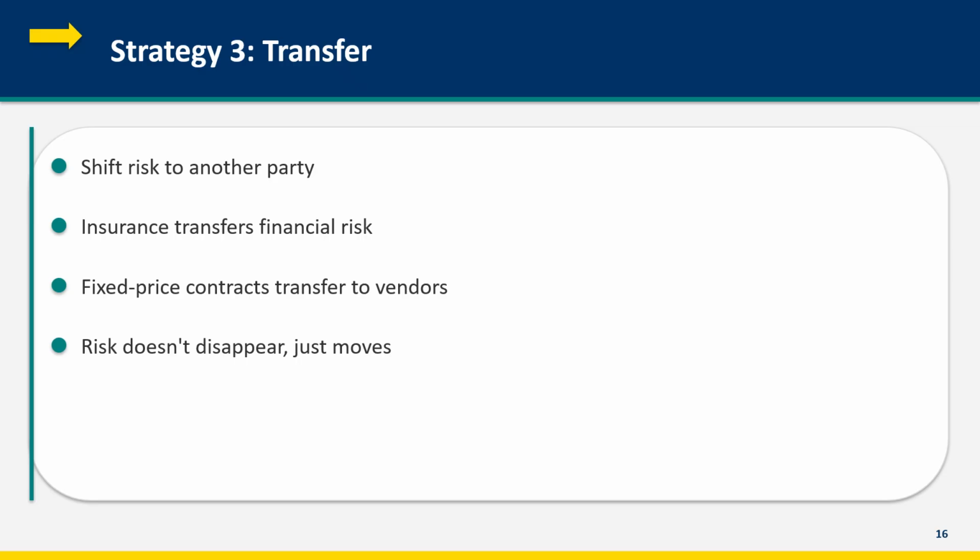Transfer has a cost: insurance premiums, higher vendor prices to cover their risk. And transfer doesn't make the risk disappear. It just moves to someone else. If the vendor fails to deliver, you still have a problem even if they're contractually liable.